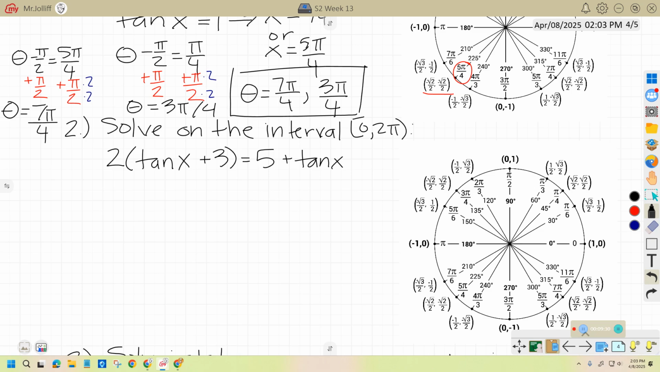And we're going to ask Alfredo. Alfredo, I want to solve this trig function. What's the first thing I should do? Ooh, good suggestion. So we need to rewrite it. Let's distribute that 2. Get rid of the parentheses. That's an excellent suggestion. 2 times tan x is 2 tan x, plus 2 times 3 is 6. We didn't touch the right side.